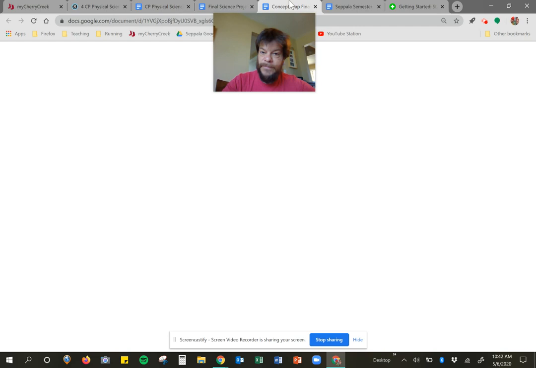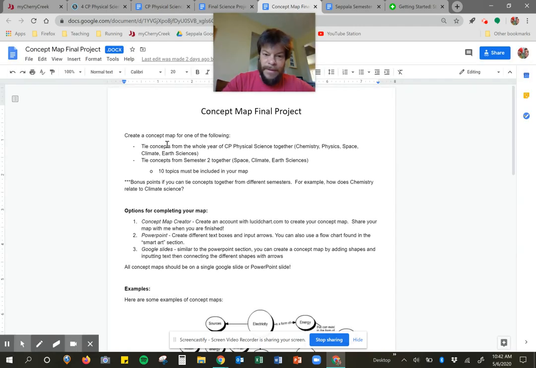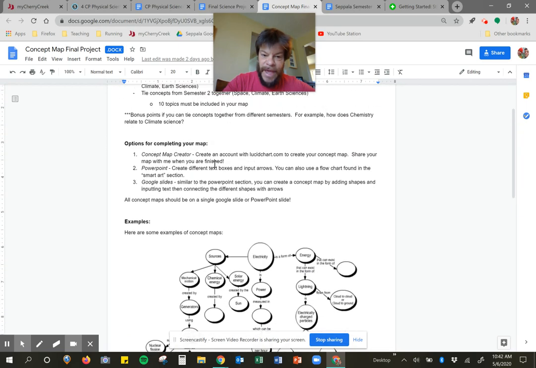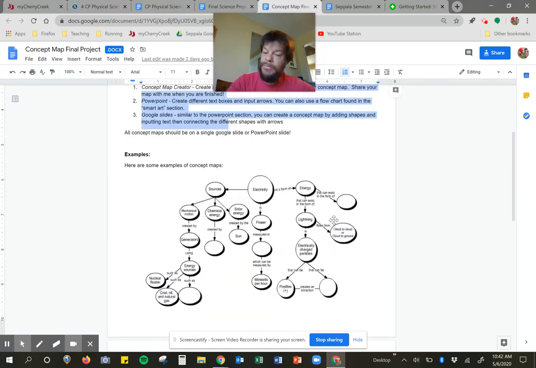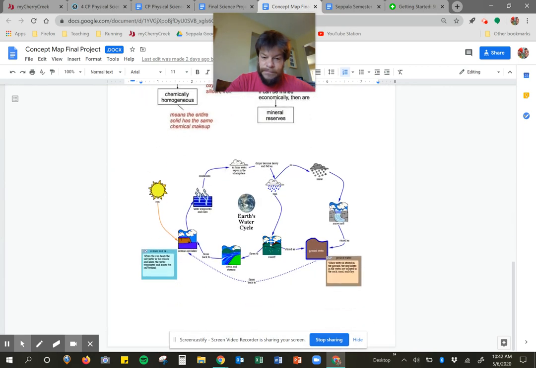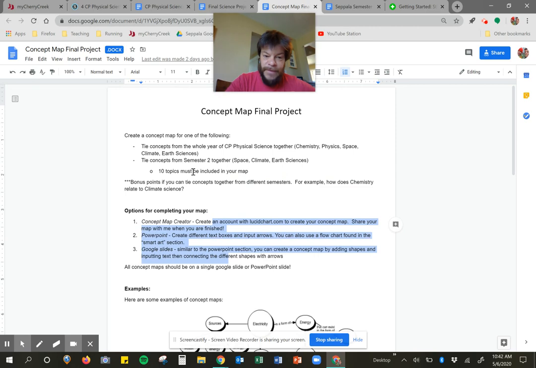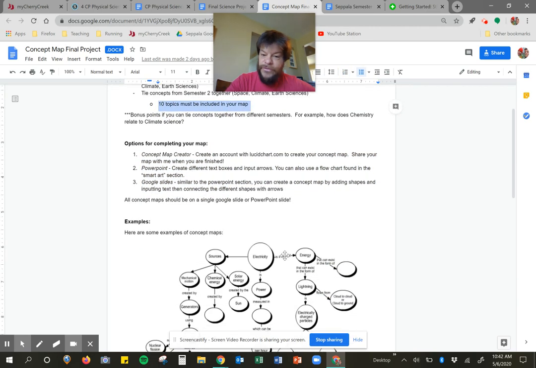You can also choose to do a concept map. This is the concept map for the physical science, chemistry, physics, space, climate, earth sciences. Or you can do just semester 2. If you can do both of them blended together, that would be fantastic. You can use any of these options for completing your map. You can print it. You can take a picture of it. You can share it to me. You can electronic share it. The big thing that we're looking for here is 10 topics with strong connections.